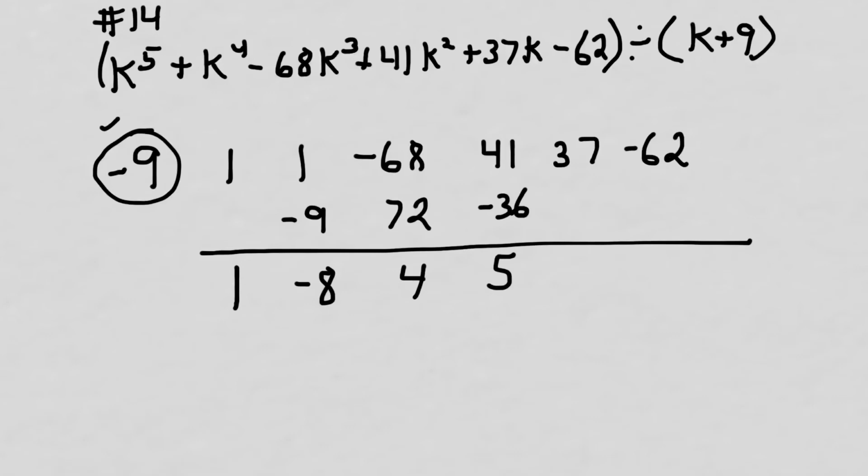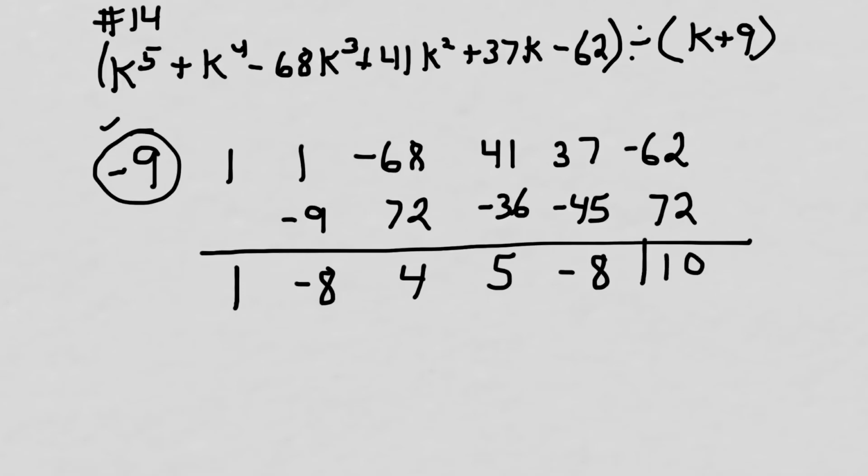Negative 5 times 5 is going to give us a negative 45. Add that to 37, we get a negative 8. Then finally, negative 9 times negative 8 is going to give us a positive 72. We add that to negative 72, we get 10, which we know is going to be our remainder.